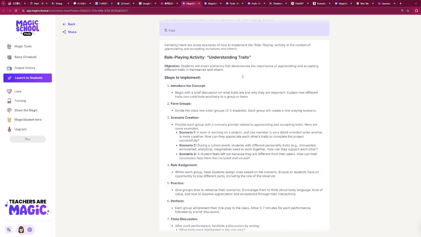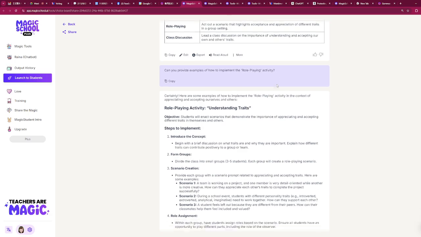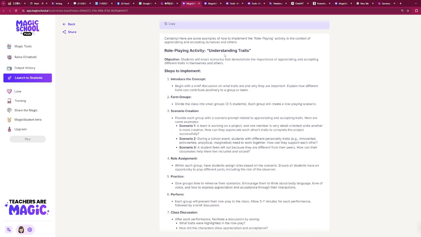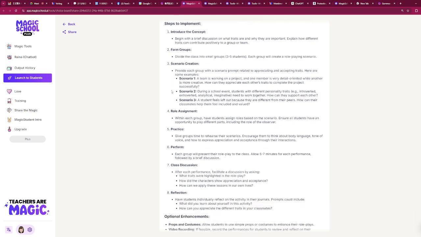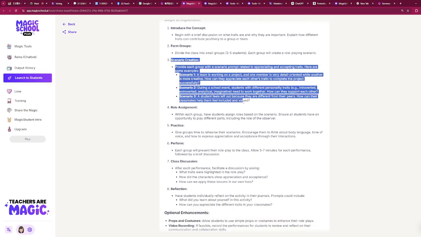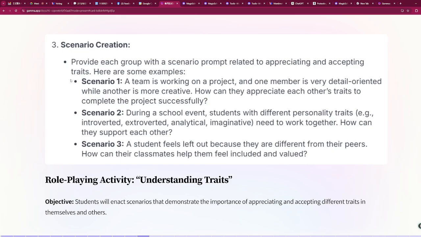Okay, so this is the role playing. What I did was ask, can you provide examples of how to implement a role playing activity in the personality lesson? What it does is it came up with scenarios. So this is the scenario that it came up with. Let me go back to my slide. Okay, so these are the 3 scenarios that were suggested for the lesson plan.